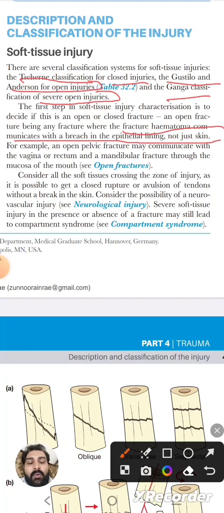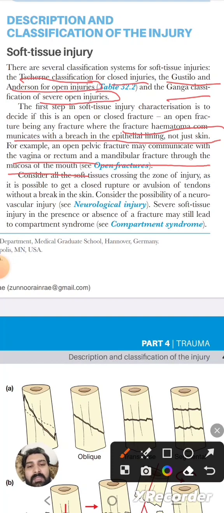For example, if there is a pelvic fracture and it communicates to the external environment through the vagina or rectum, it is also an open fracture, despite the fact that there is no wound on the skin. Another example is a mandibular fracture, which can communicate to the external environment through a breach in the mucosa of the mouth. Again, there is no wound on the skin, but it is also an open fracture.